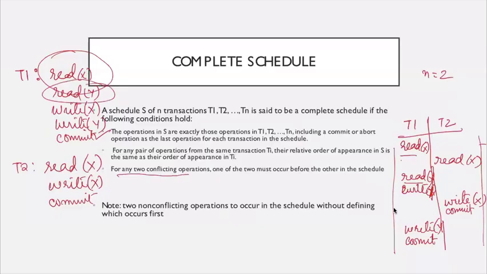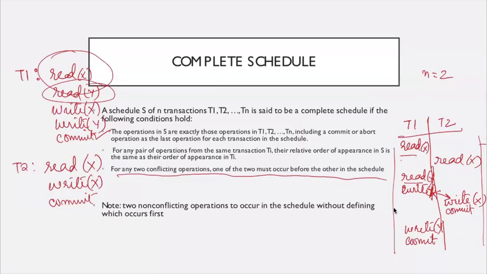Then comes, for any two conflicting operations, one of the two must occur before the other in the schedule. So I can see these two are conflicting operations. Both are writing the data item X. So one must occur before the other. So here T1 is occurring first, followed by T2. So if I have a schedule like this, it is known as a complete schedule.